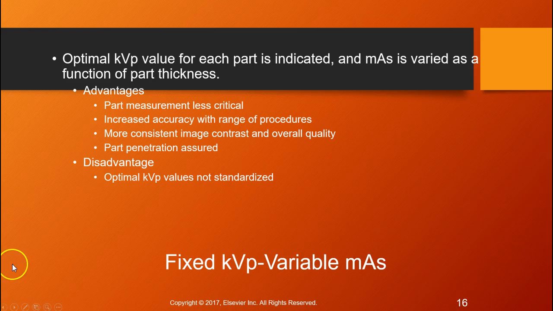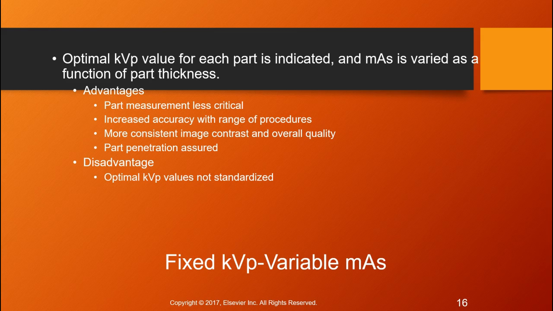The advantage is part measurement is less critical. We don't measure body parts, do we, out there? We're pretty much eyeballing what body habitus your patient has, and that's what you're going to use. Another advantage is increased accuracy with the range of procedures, okay? There's more consistent image contrast and overall quality, and your part penetration is pretty much assured. So you're going to get a decent radiograph as long as you have an mAs that you agree with, so you have enough photons, okay?